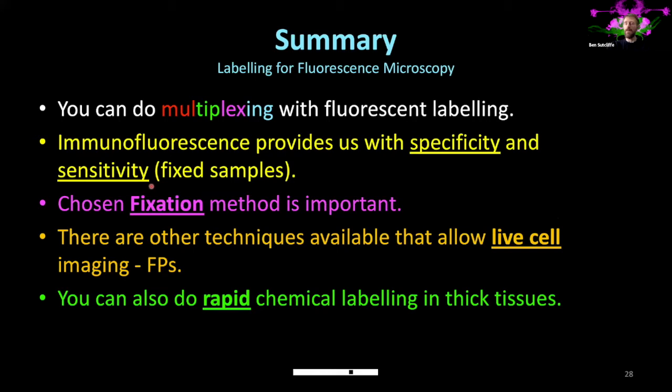If you're just doing wide field, bright field microscopy, it'd be very difficult to pinpoint a particular protein in the cell. The chosen fixation method is very important. So people tend to just do 4% paraformaldehyde, but it's not always the best way to go, particularly if you have fast-moving proteins which you want to freeze in a particular moment in time. There are also other techniques available that allow you to do live cell imaging with high specificity, particularly the fluorescent proteins most commonly used. And you can also do rapid chemical labeling in thick tissue.